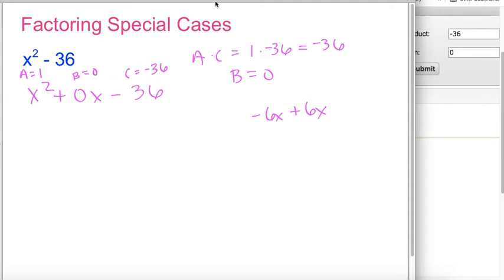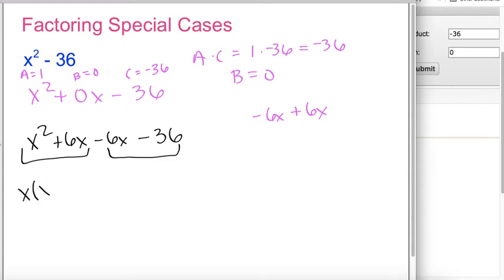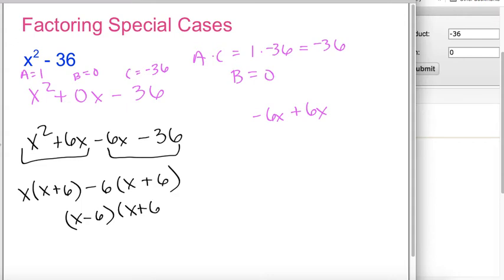And so I'm going to rewrite this trinomial, x squared. I'm going to put the positive 6x with that one, and the negative 6x next to the negative 36. Two terms, two terms. First two terms, we can factor out an x, which will leave x plus 6. Second two terms, we're going to factor out a negative 6, which will leave x plus 6. Then our answer is x minus 6 times x plus 6 for the factors.